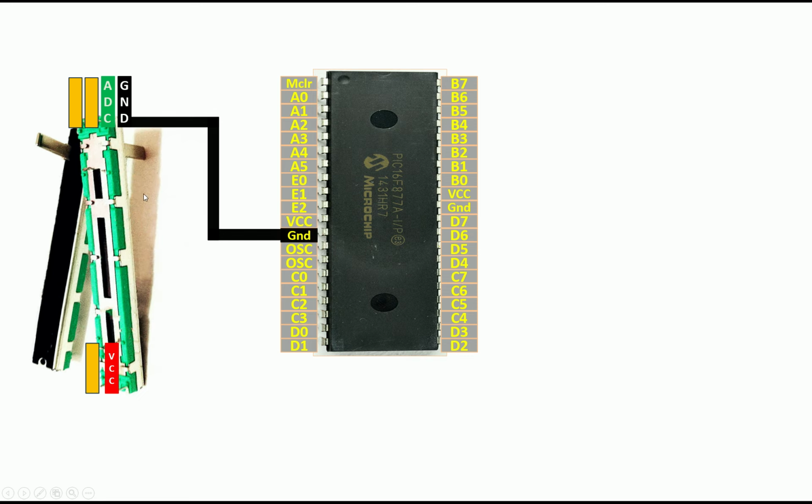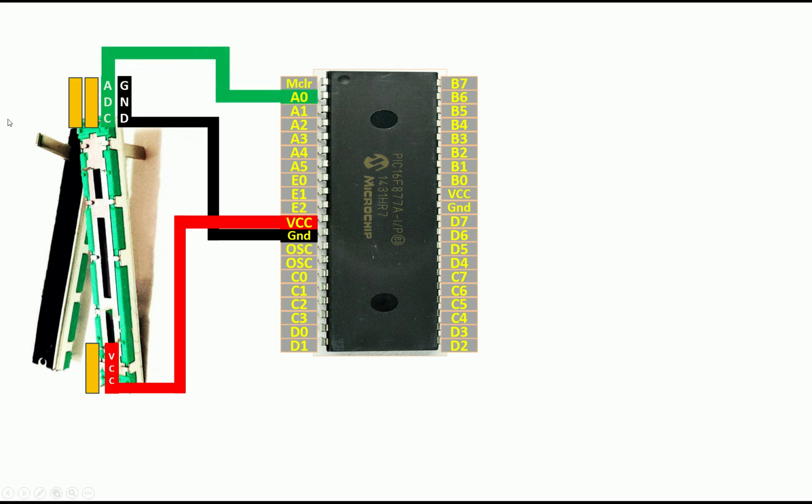Now guys, the ground pin, connect directly to the ground of your PIC16F877A like this. For the VCC, connect to the VCC of your PIC16F877A like this. For the ADC pin, you can connect it to any available ADC pin of your PIC. I'm going to use pin number A0.